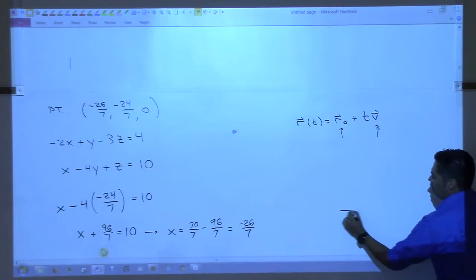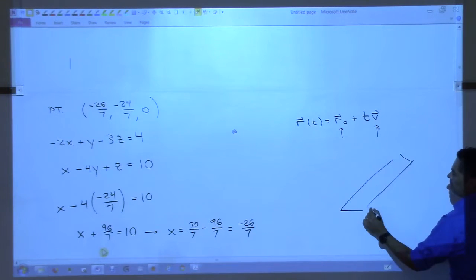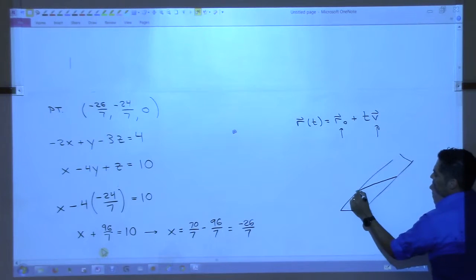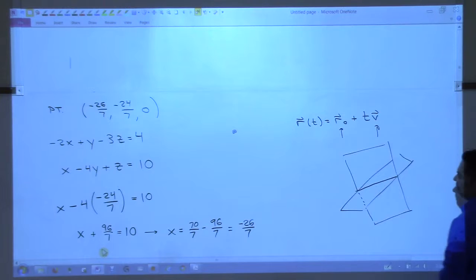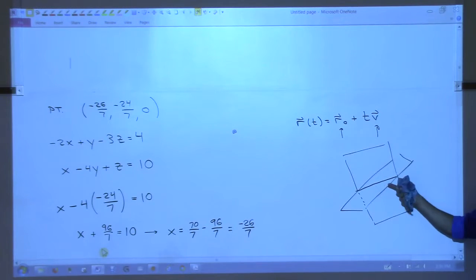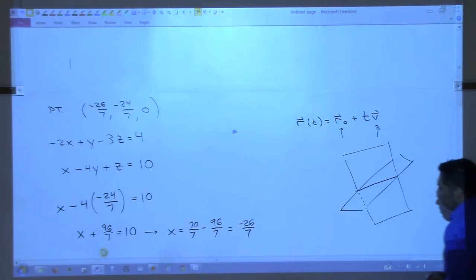Yes, so this is hard to draw, but here's one plane. Let's say that's the line of intersection of another plane through it. Right? So they hit in this line. It's hard to draw three-dimensional space on a two-dimensional sheet, but there they are.